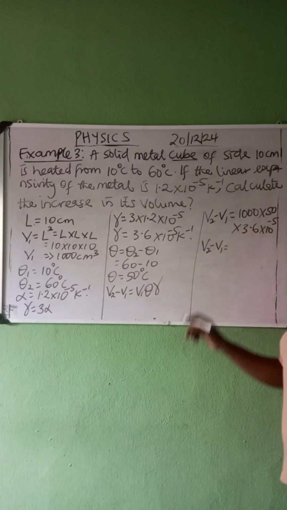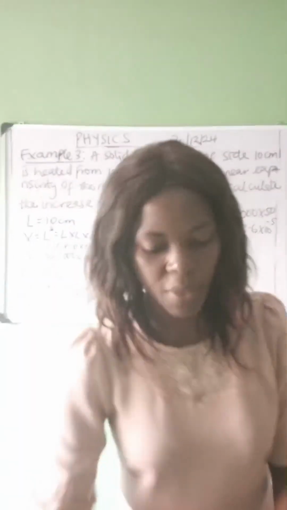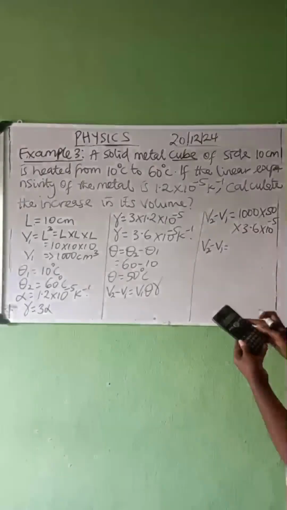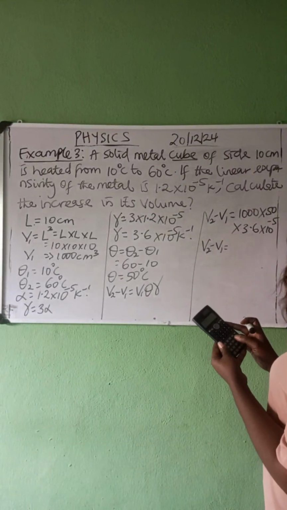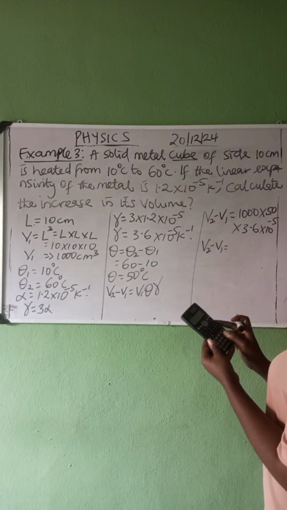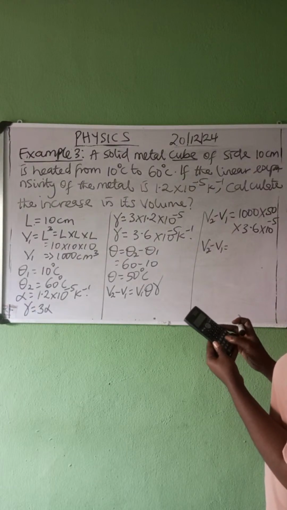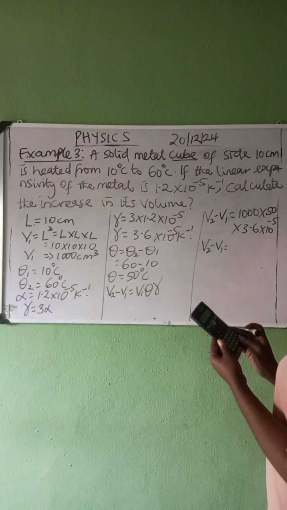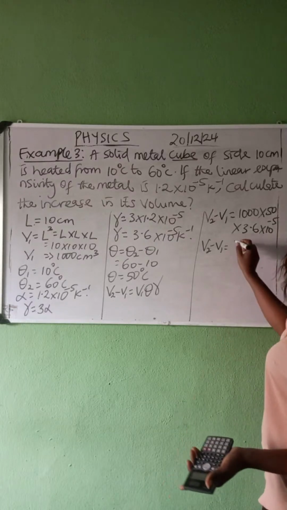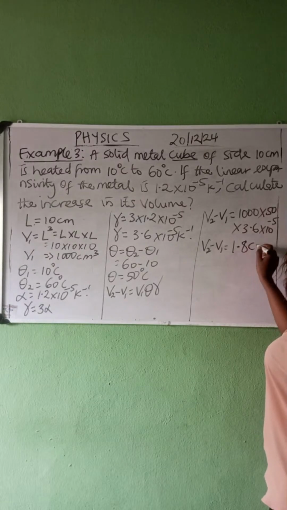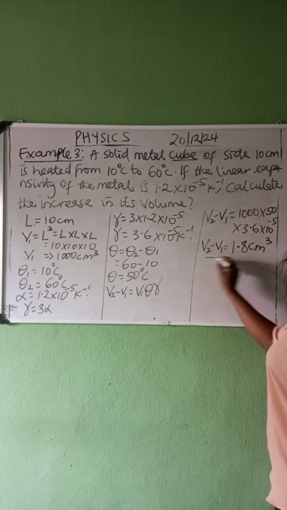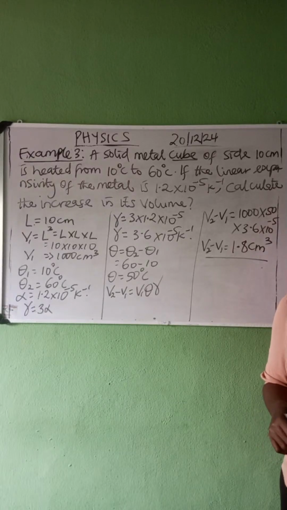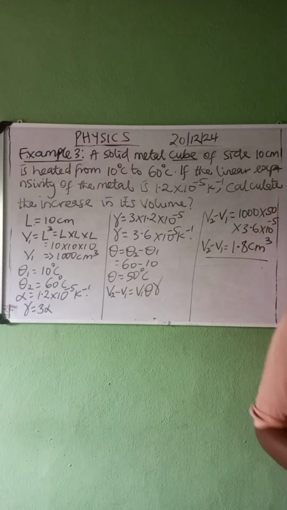Okay, now let's work it out with our calculator. You see what I have? I have 1000 multiplied by 50 multiplied by 3.6 exponent minus 5. Okay, so my answer becomes 1.8 centimeter cube. That is the increase in its volume. Is that clear? Right.